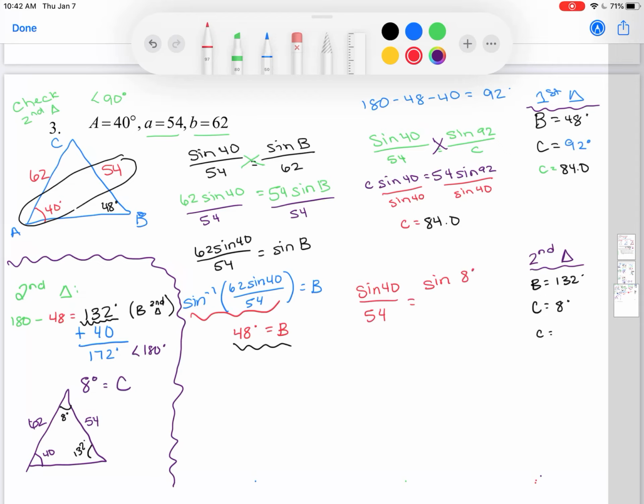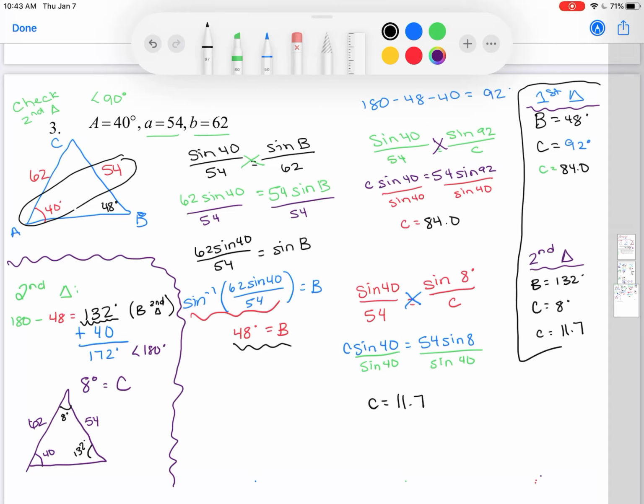This time for my sine C, I'm not going to use 92, I'm going to use 8 degrees because we're talking about a separate triangle from before. C sine 40 equals 54 sine 8. Dividing both sides and getting C equals 11.7 when we round. And there we have it.